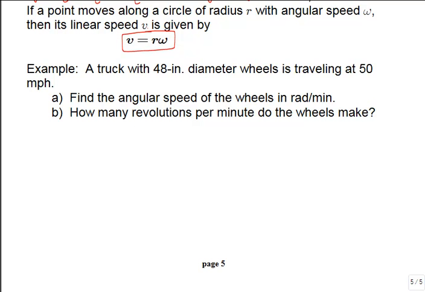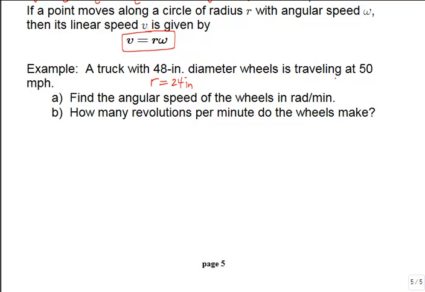Part A, we want to find the angular speed of the wheels in radians per minute. So let's think a little bit about what we are given in the problem and what it is we're trying to solve for here. We have a truck with 48-inch diameter tires. So if the diameter is 48 inches, then what must be the radius of those tires? Well, diameter is twice the radius, or in other words, the radius is half the diameter. So this tells us that the radius of our tires must be 24 inches.